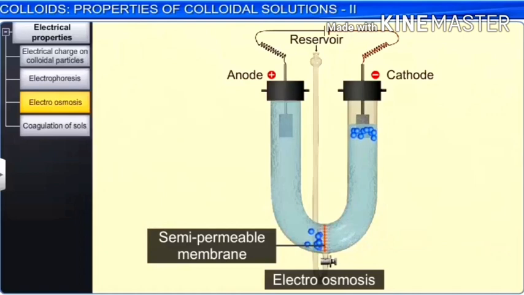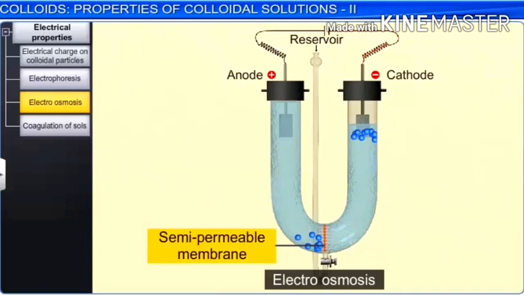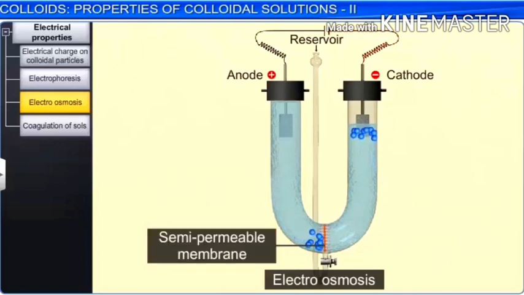But still, what can move? The dispersion medium. The dispersion medium present in the colloidal solution can move across the semi-permeable membrane. So by stopping the flow of the colloidal particles using a semi-permeable membrane, the colloidal particles will be stuck there, but the movement of the dispersion medium will still take place. This phenomenon we call electroosmosis.